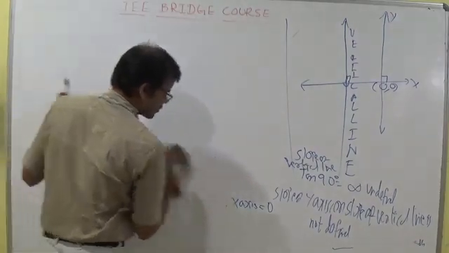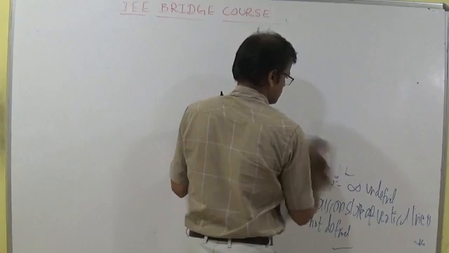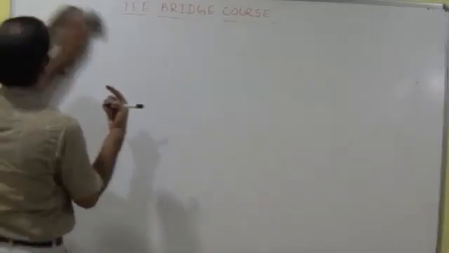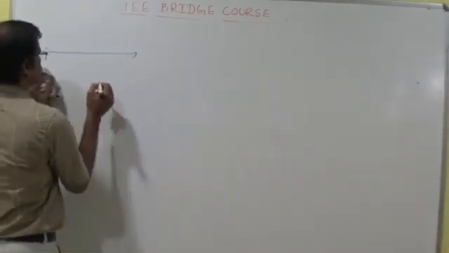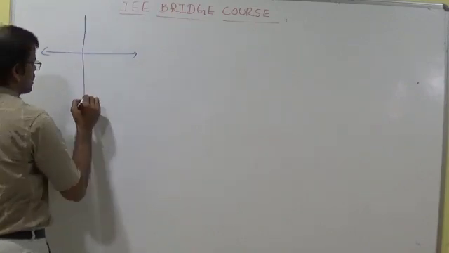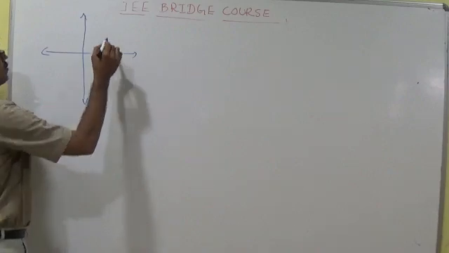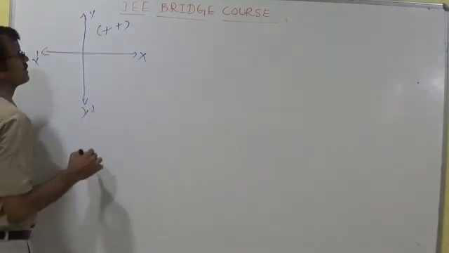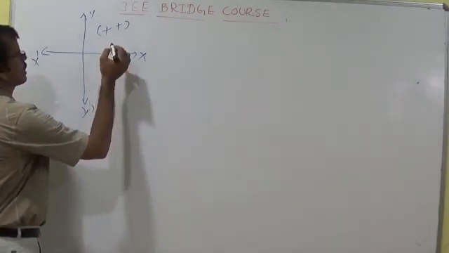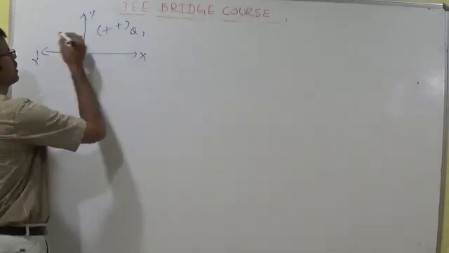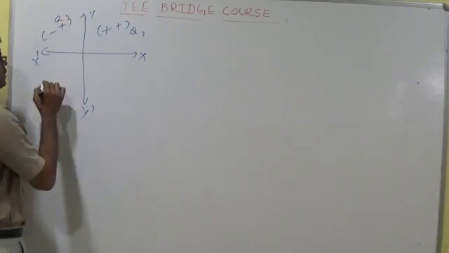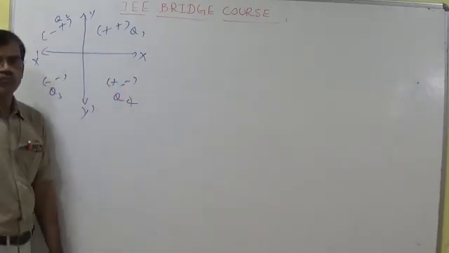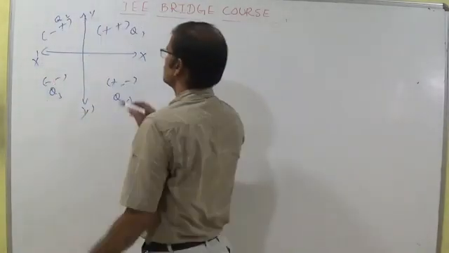Next we can discuss negative slope and positive slope. Try to understand, the sign depends upon the quadrants. This is the x-axis, this is the y-axis, this is x-dash and this is y-dash. Here it is plus, this is called Q1; here it is minus, this is called Q2; this is minus, called Q3; and this is plus, called Q4. If you take any point in the first quadrant, this is a positive slope.